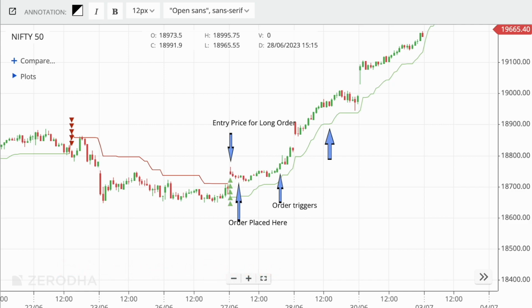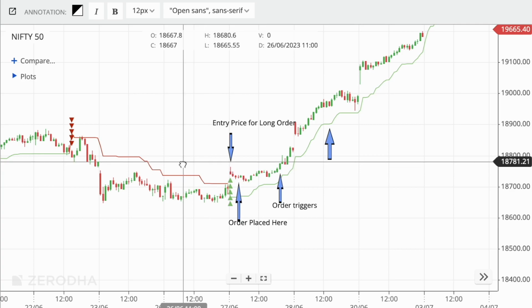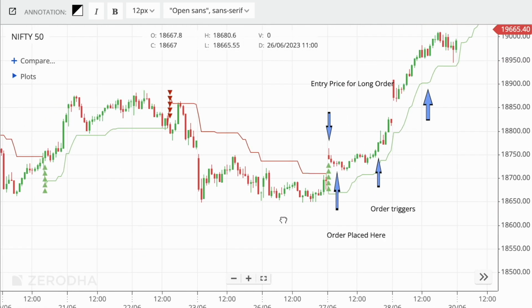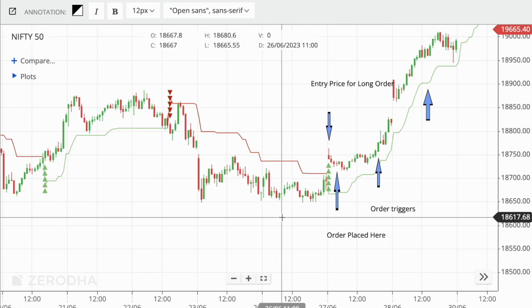Now coming back to Supertrend. As you can see on my screen, I have already put the Supertrend indicator on this chart, and I've plotted a few points which I'll explain after I give you a brief about the system.